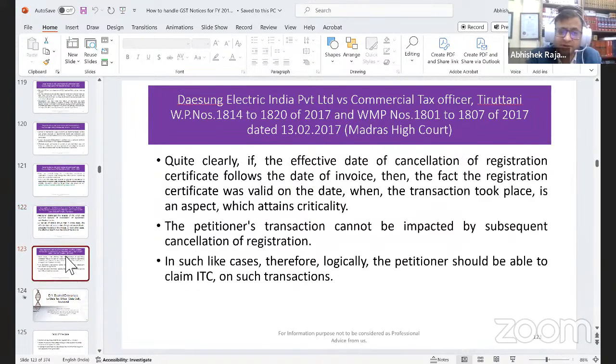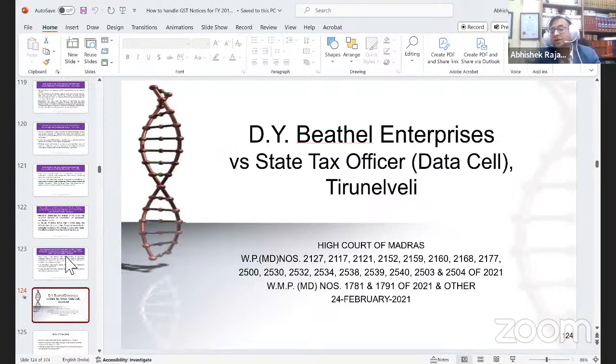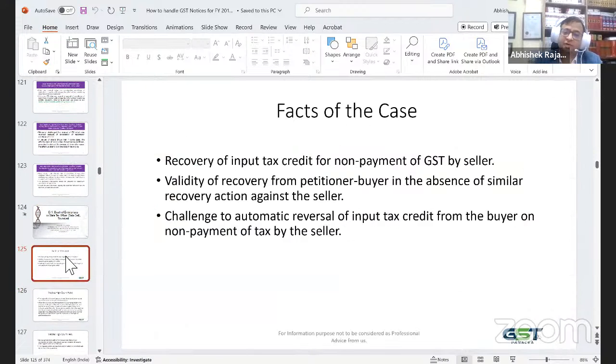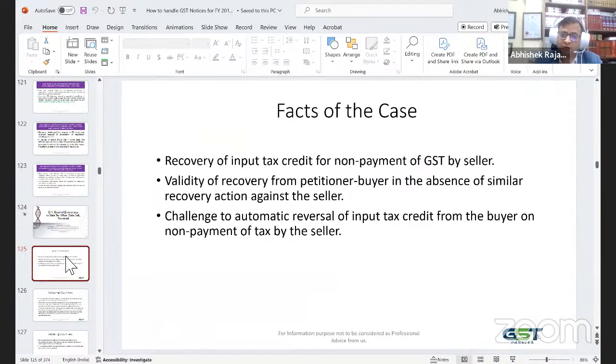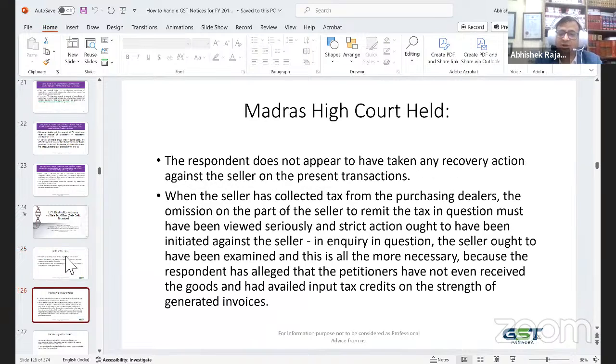There are other cases of IDT error. Interesting case of DY Bithar, where the High Court of Madras has said, in this case, a firm DY Bithal received supplies from some party which were found bogus later on, and the department tried to recover money from DY Bithal Enterprises. So DY Bithal argued: why is direct recovery made on me? Instead, the recovery should have been made from the party whom I had made the payment, who is the actual criminal, who has run away with the money of the department.